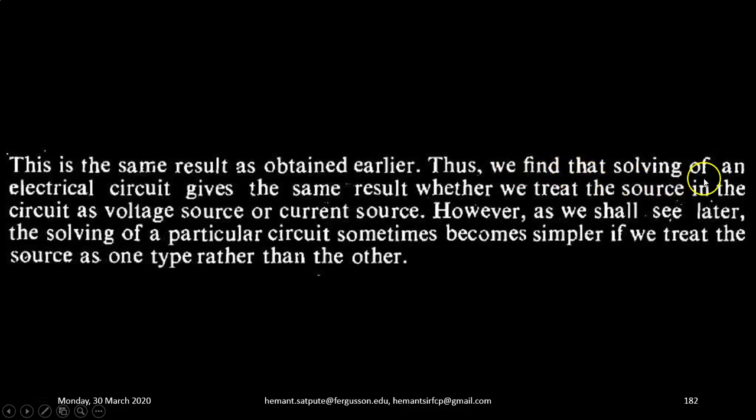So thus we find that solving an electrical circuit gives the same result whether we treat the source in the circuit as a voltage source or a current source. However, as we shall see later, solving a particular circuit sometimes becomes simpler if we treat the source as one type rather than the other.